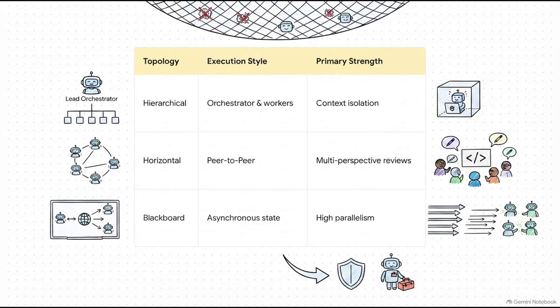A lead orchestrator can sit at the top of a hierarchical structure, optimizing for context isolation and a clean separation of concerns by dispatching isolated sub-agents to perform those sandboxed refactors in parallel. Or maybe you use horizontal topologies, which rely on peer-to-peer agent discussion to provide multi-perspective code reviews. For high parallelism and decoupled execution, you might even employ a blackboard architecture utilizing asynchronous global state access.